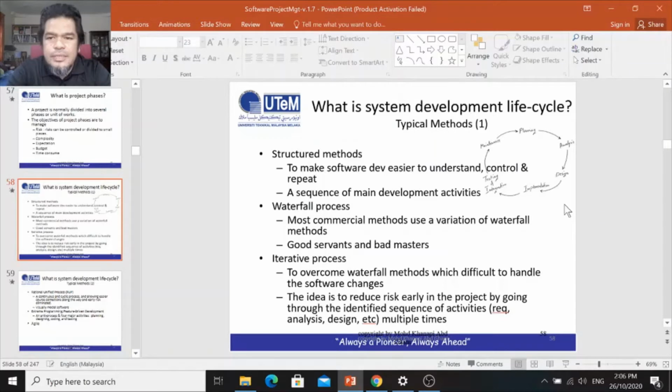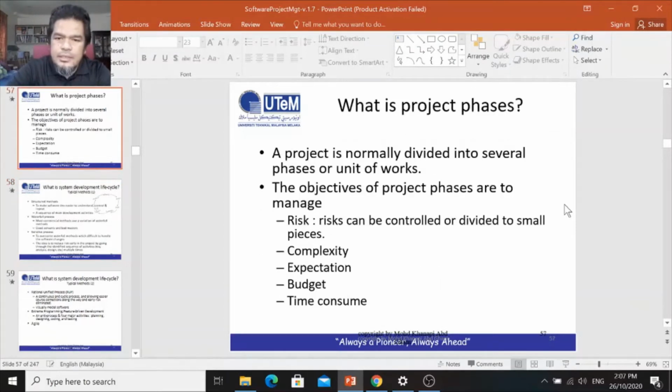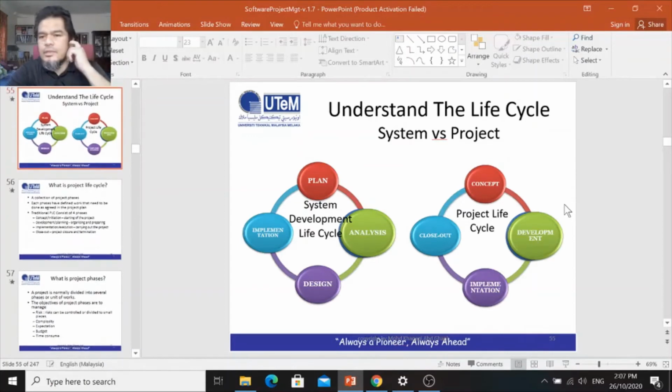So the system development life cycle is a system methodology to help the software project manager develop the system. When you execute your project, through concept, development, implementation, and close out, the system development life cycle exists in all the phases of the project life cycle.